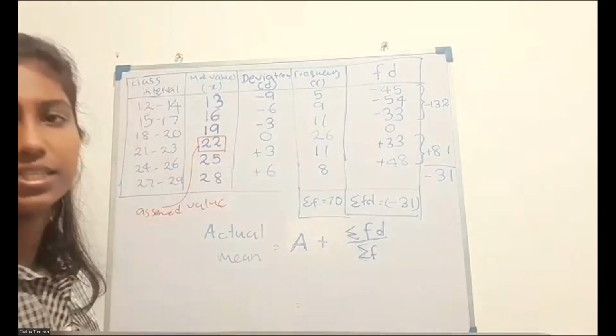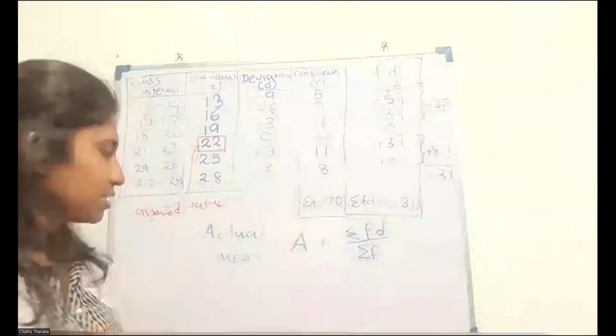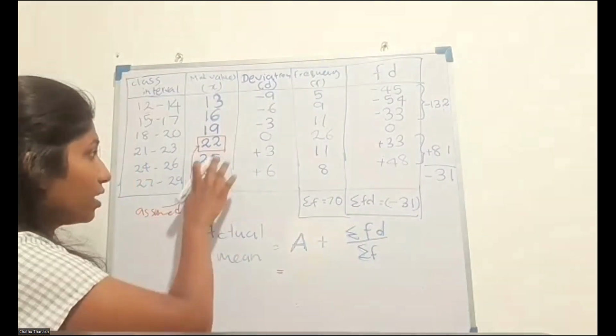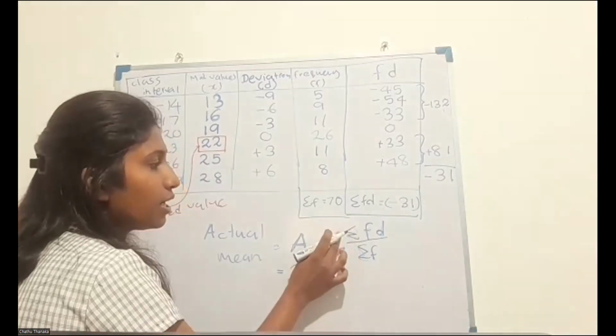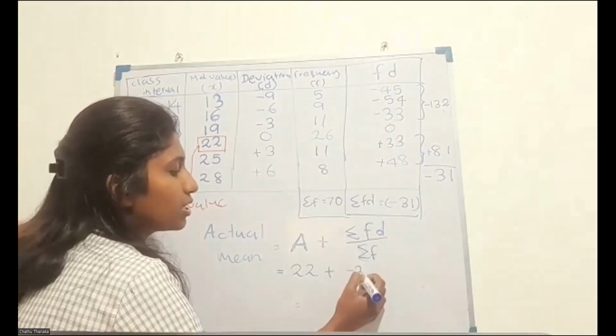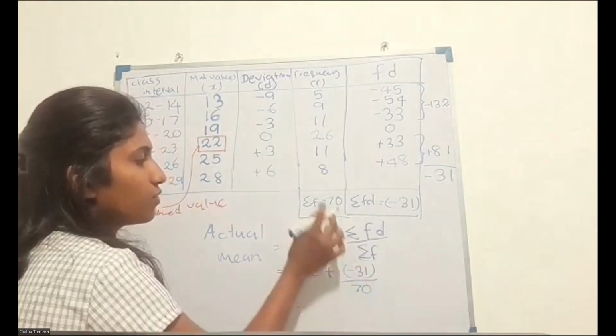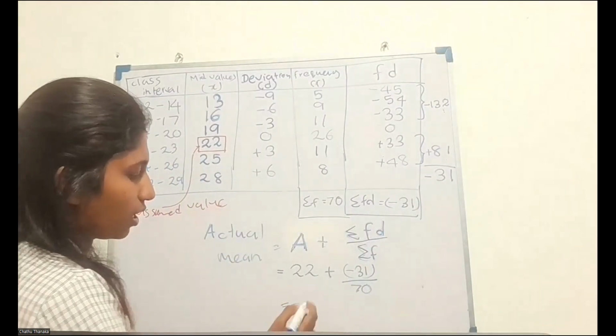Now we can apply the data into the equation. So here A means assumed value. According to this one, assumed value is 22. Write it here. Then plus sigma FD. It is negative 31. Put a bracket to separate that. Then divided by sigma F. Here it is 70. So you have to simplify this one.